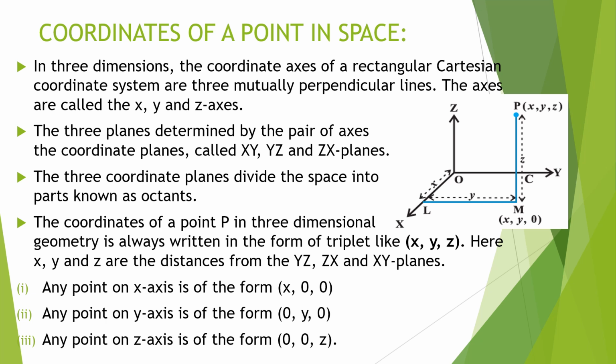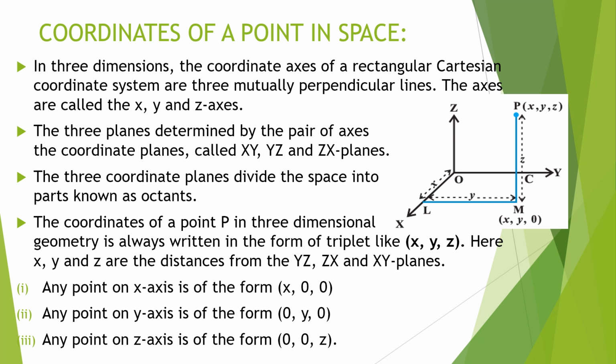The 3 planes determined by the pair of axes, the coordinate planes, are called the xy plane, the yz plane and the zx plane. So 3 planes will be generated, xy, yz and zx plane. The 3 coordinate planes divide the space into 8 parts, known as octants. The coordinates of a point P in 3-dimensional geometry are always written in the form of a triplet. Means it will have 3 coordinates x, y and z.